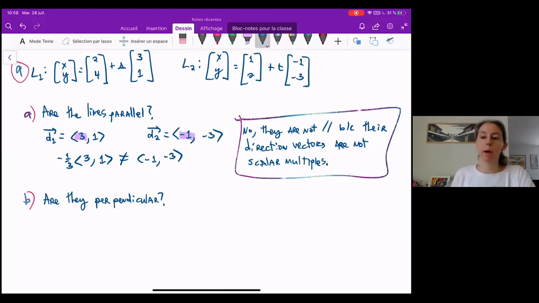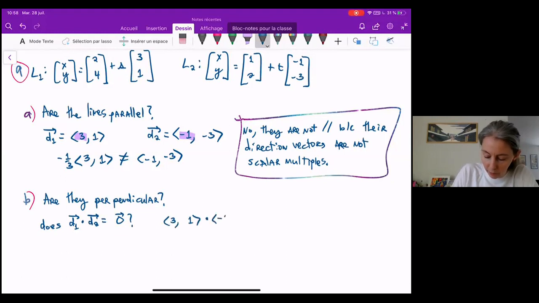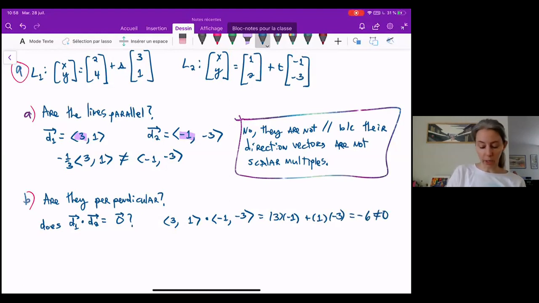I think that none of you are probably thinking the right thing. Perpendicular if the dot product equals 0. So does the dot product of the direction vectors equal 0? Here I'm going to do (3, 1) dot (-1, -3), which gives me 3 times -1 plus 1 times -3, which is equal to -6, which is not 0. So no, they are not perpendicular.